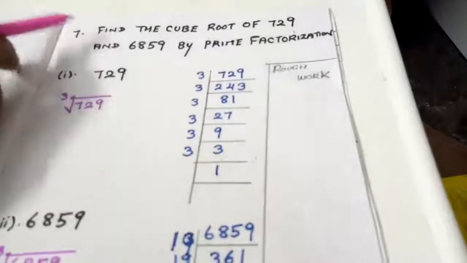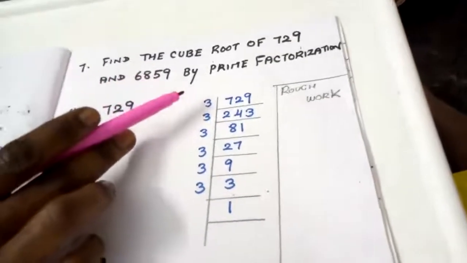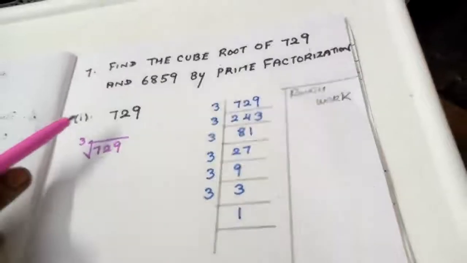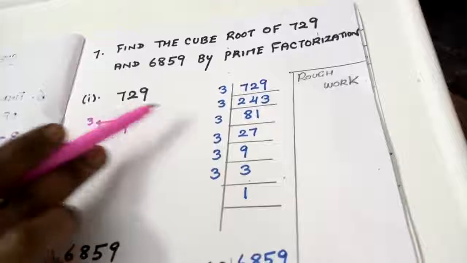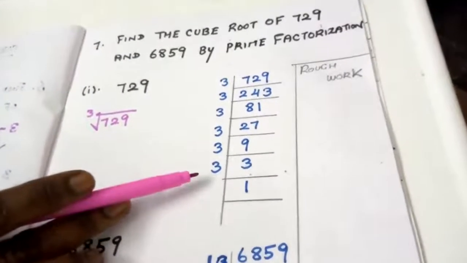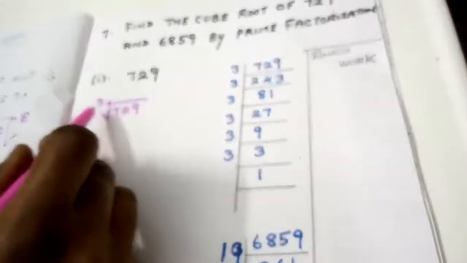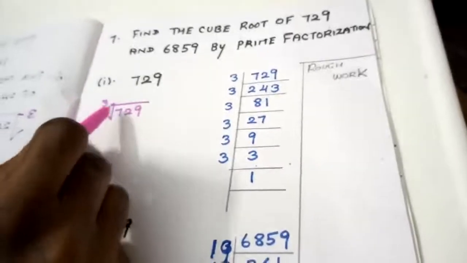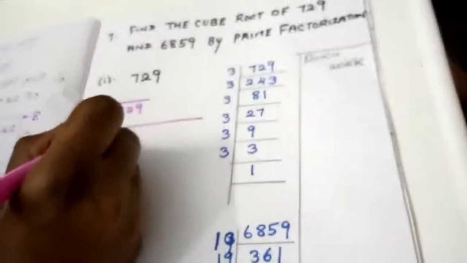Next question, find the cube root of 729 and 6859 by prime factorization. We are going to find separately for 729 and 6859, students. For 729, you are going to find the prime factors. So in this way I am getting the prime factorization. What I am going to do is I want to find the cube root. So this is a way of writing the cube root. Writing the square root symbol, if you write 3 on the side, it becomes cube root. I am writing the question inside.